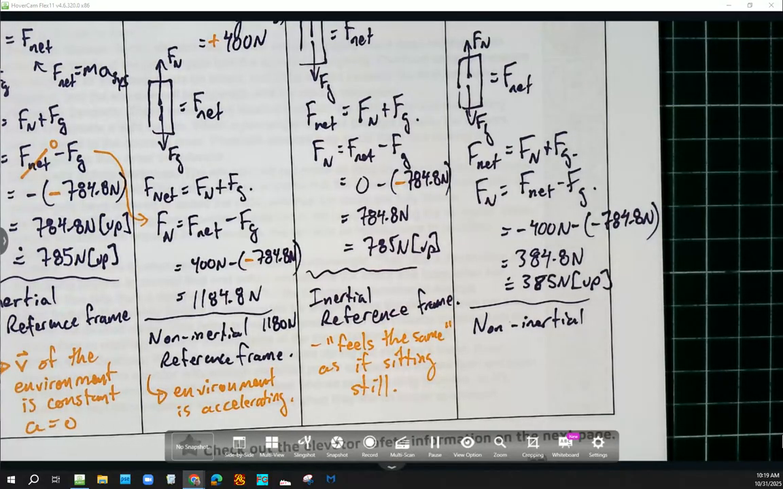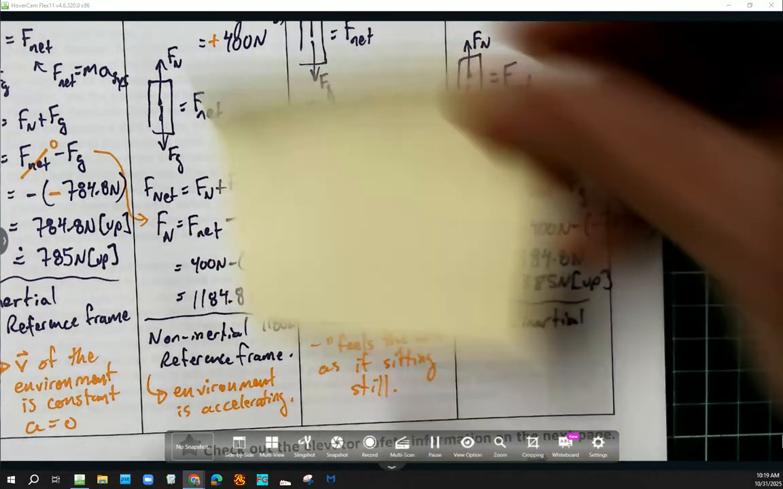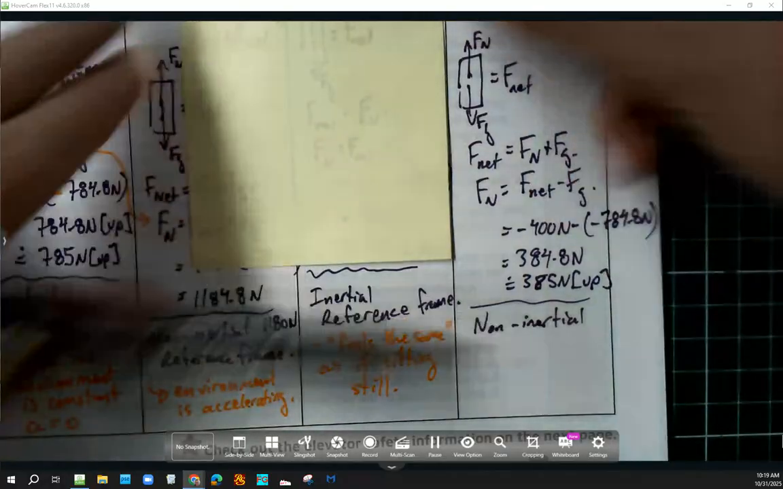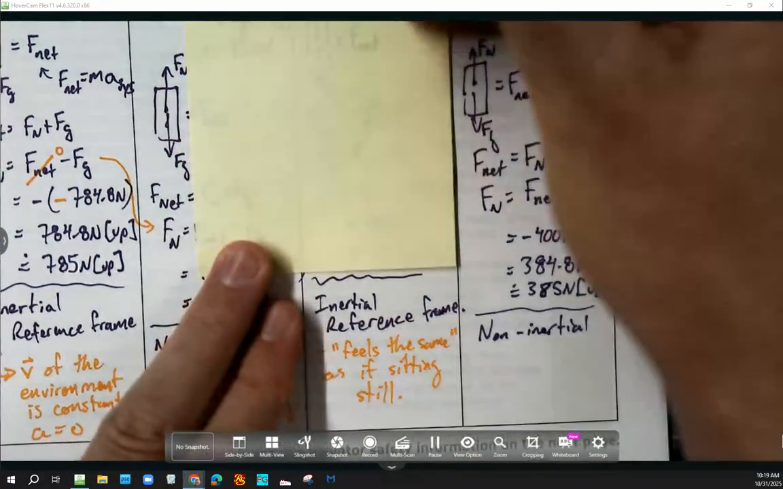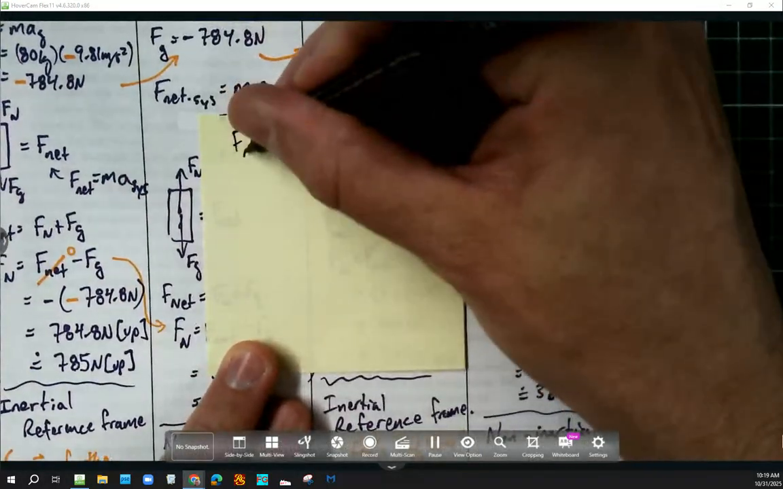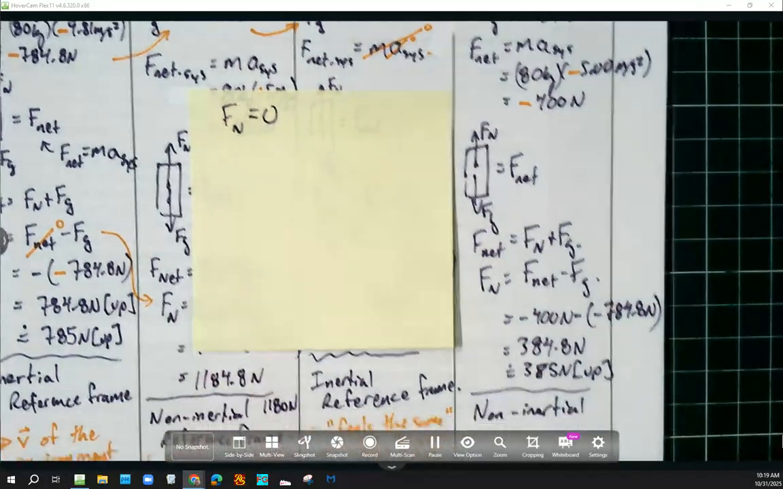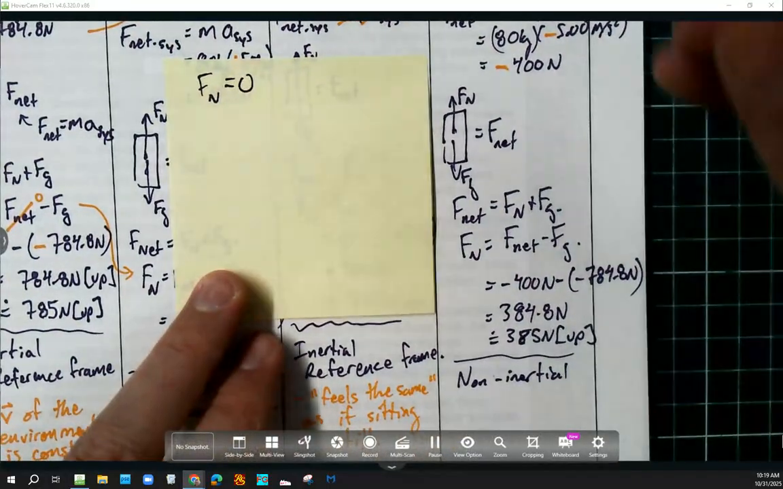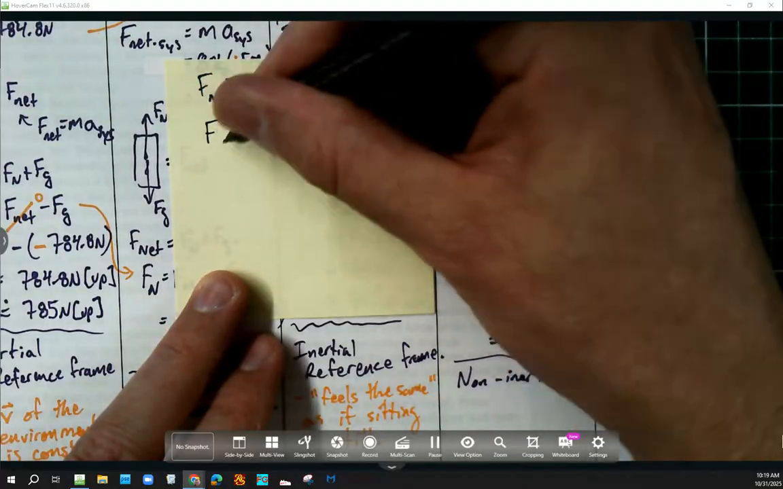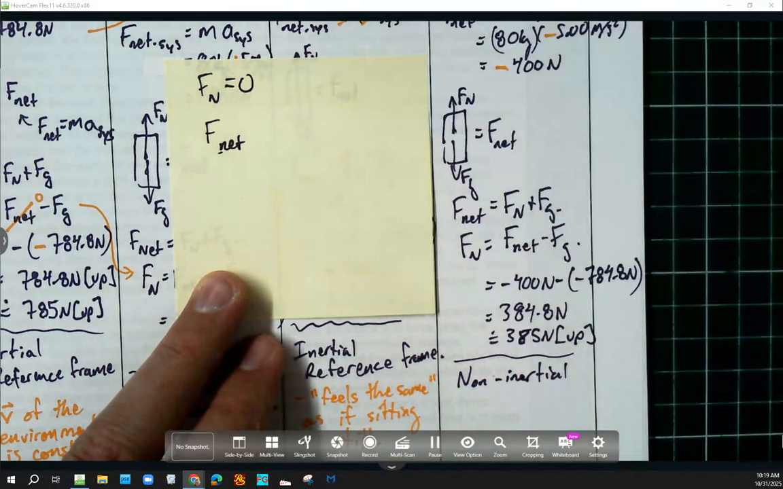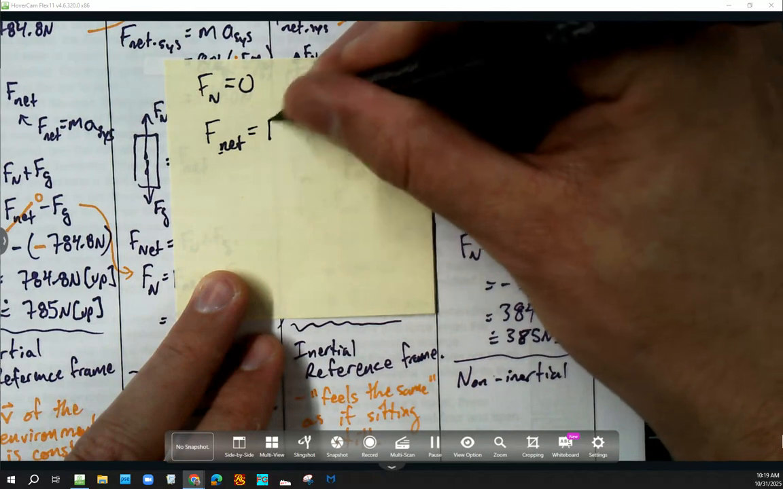You have some margins on your page, but I want to just pull out a Post-it note. You can do this in the top margin of your page. I want to think about, what if I wanted the F normal to equal 0? Well, the formula wouldn't change. F net would be equal to F normal plus Fg.